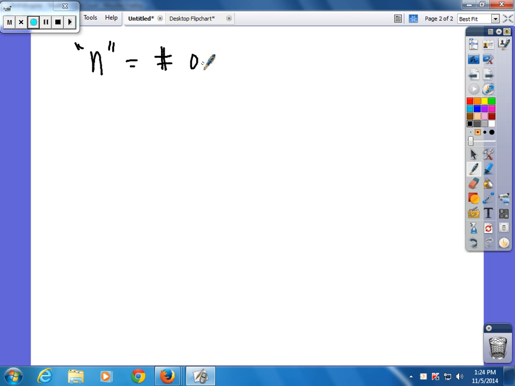Number of items in the population. Right now, what is n in this class? Well, 1, 2, 3, 4, 5, 6, 7, 8. So n is equal to 8. 8 what? People in the class. If you count me, that would be 9.